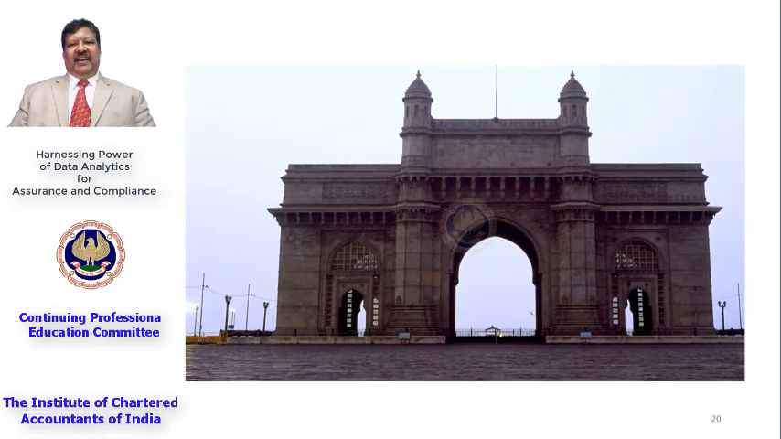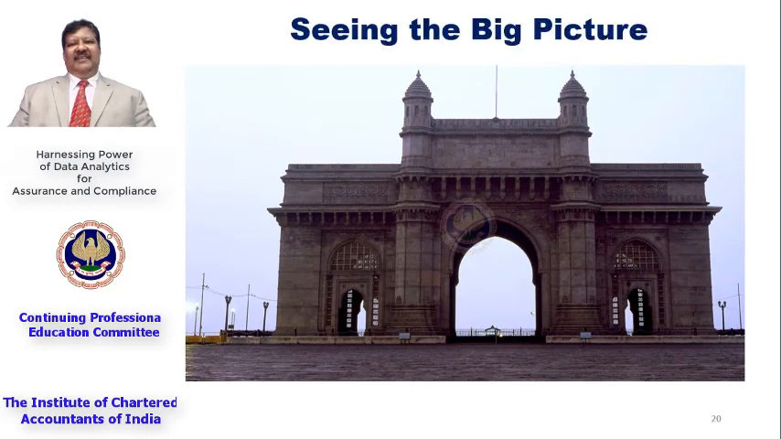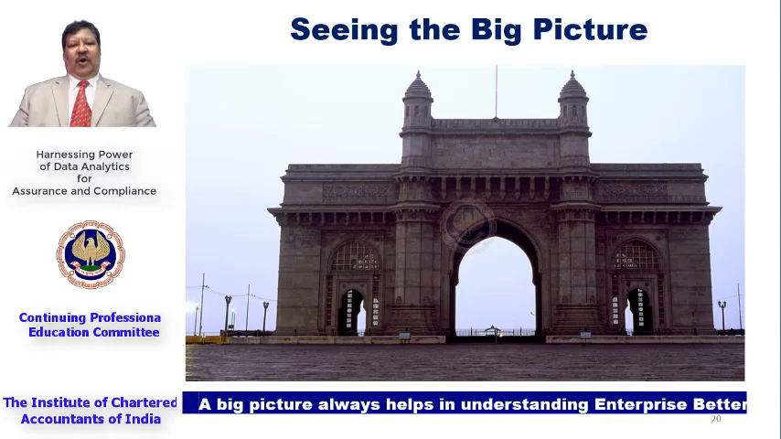Now, let's look at it again from a macro perspective. This is what you see. So what does it communicate? That seeing the big picture always helps in getting the comprehensive or a macro perspective. What enterprises require is for chartered accountants to have the big picture or the macro perspective, so that they can understand the enterprise not only from the perspective of compliance, but from the business perspective.